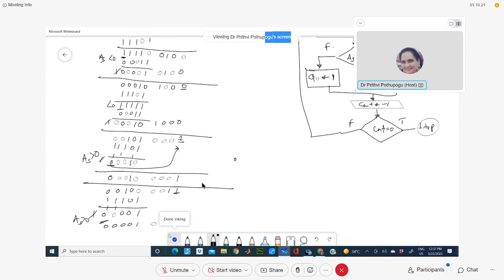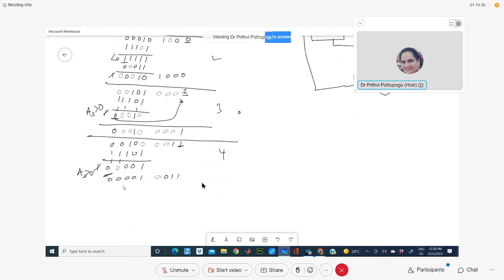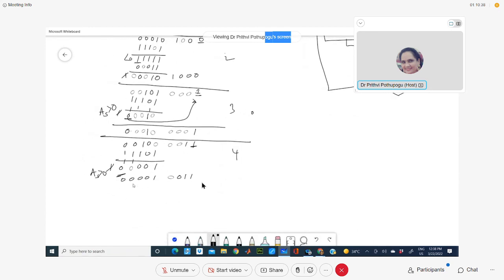Okay. And I think 4 iterations are over now: 1, 2, 3, this is the 4th iteration. So at the 4th iteration, your count will be 0. Now, the value stored in A and the value stored in Q: the value stored in A is the remainder, and the value stored in Q will be the quotient.